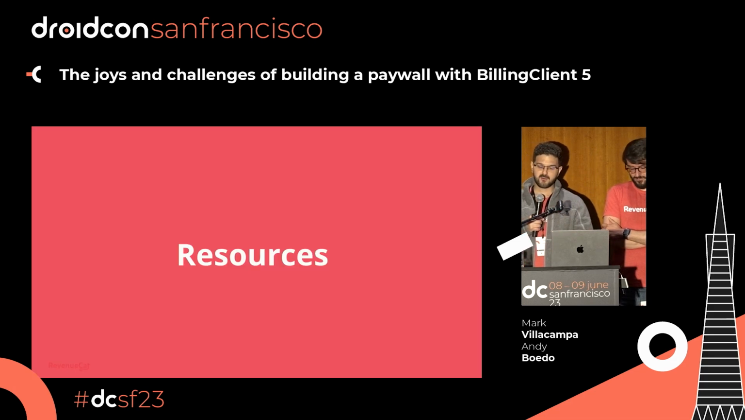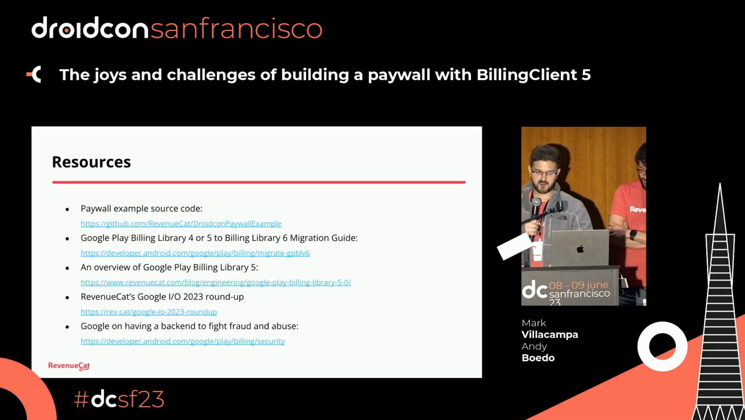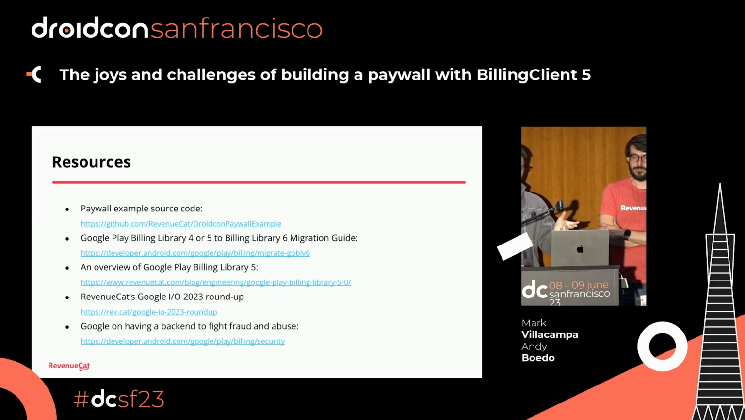And I'm going to leave you with some resources which might be useful when doing this migration. For starters, the source code for everything that Mark implemented is available on GitHub. You can use that as a reference. Then we have the official migration guide from Google from BillingClient 4 to 5 and 6. There's a single migration guide for that. Then an overview of the Play Billing Library 5 made by us, and another overview of what was announced at Google I/O 2023, what the specific changes are with BillingClient 6, and also recommendations from Google about using a backend to prevent fraud and abuse.